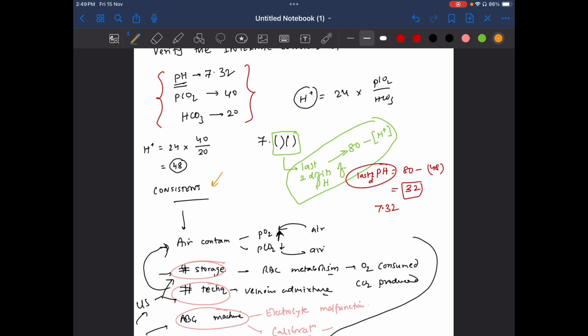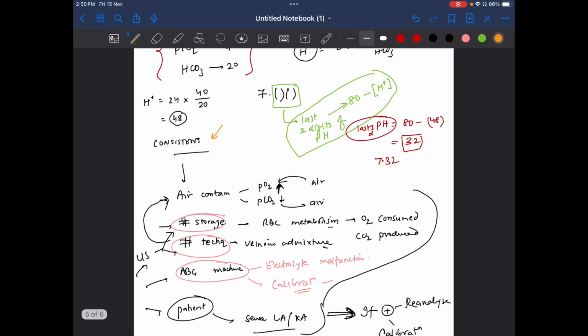If the ABG is not consistent, what are the reasons why it's not consistent? We'll just take a second in just knowing this. There could be problems in our technique. There could be problems in the storage. There could be problems in the ABG machine. There could be problems with the patient.